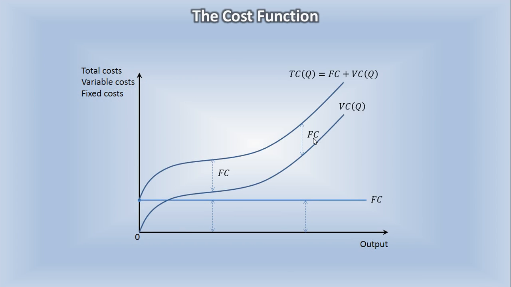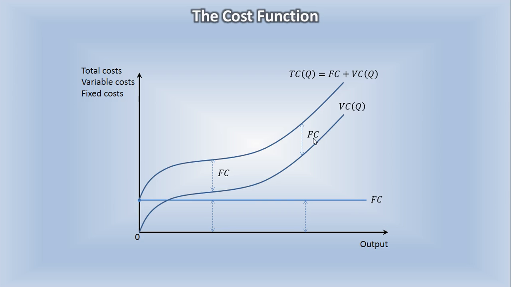So that's the discrete case that we represent tabularly. Here's the continuous case that we represent graphically. Again, we're assuming output is infinitely divisible, so there's decimal values of output that can be produced. All right, so here is our total cost function. Here's our variable cost function, and here is our fixed cost function.